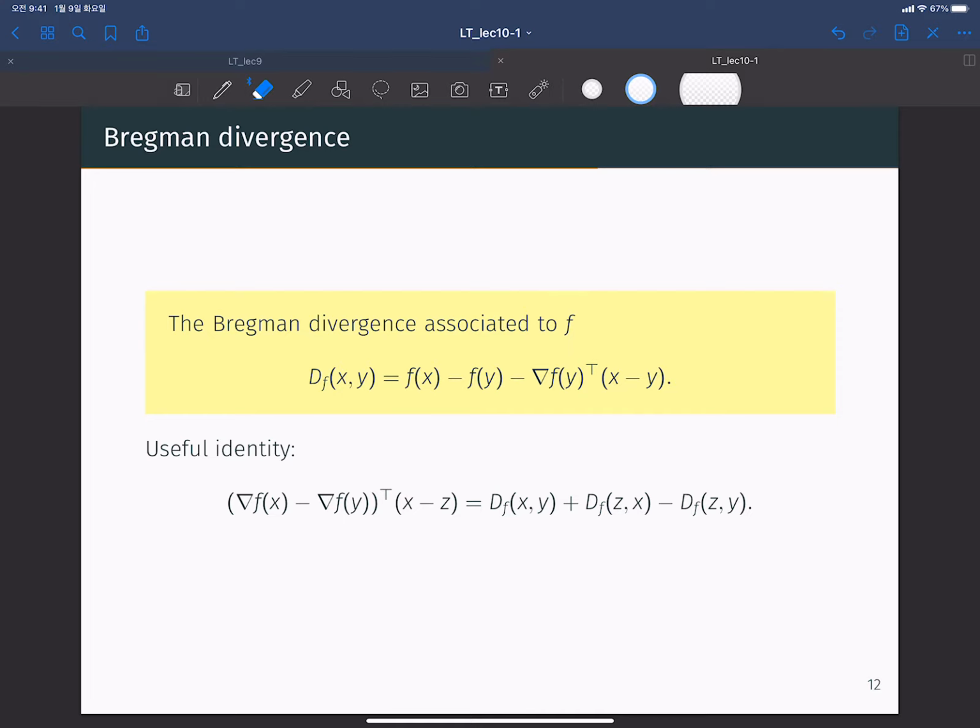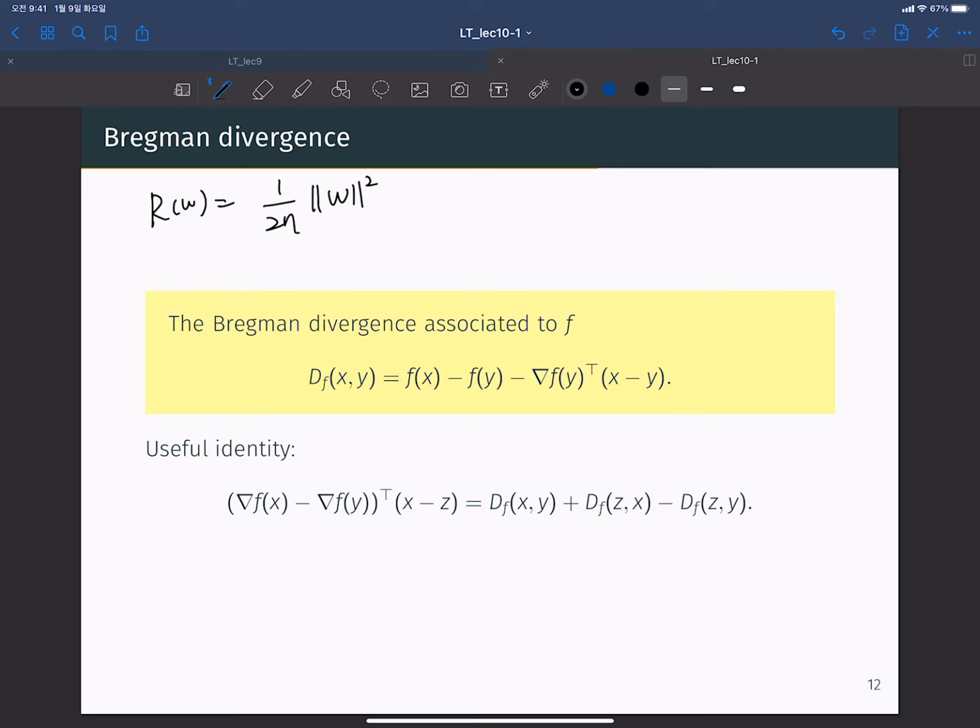Up to now, we have restricted our regularization function R(w) as follows: 1 over 2 eta times the norm of w squared. Okay, so then what will happen when we use a more general R function? To understand the behavior with a general R function, we need to understand Bregman divergence and the mirror descent approach.